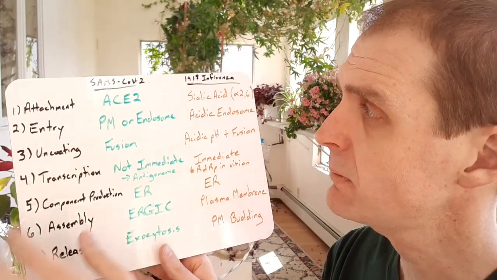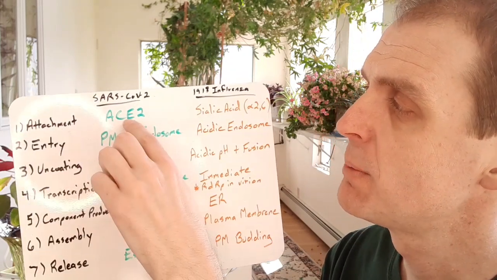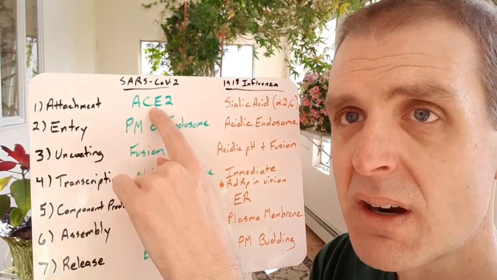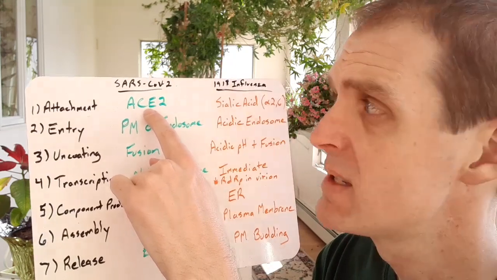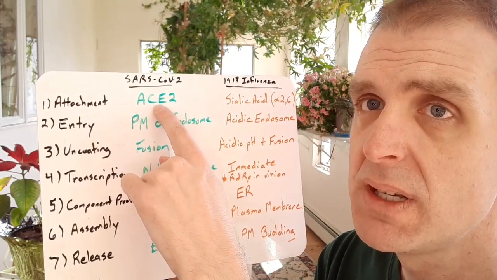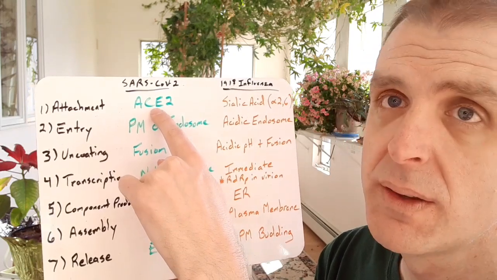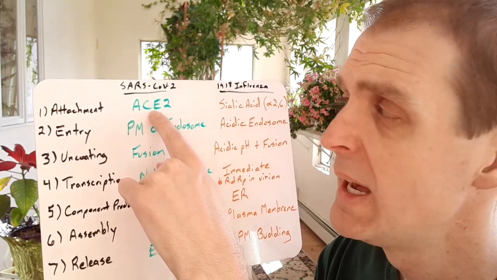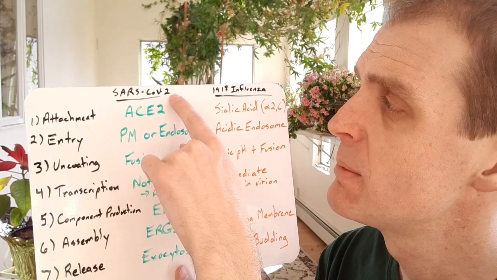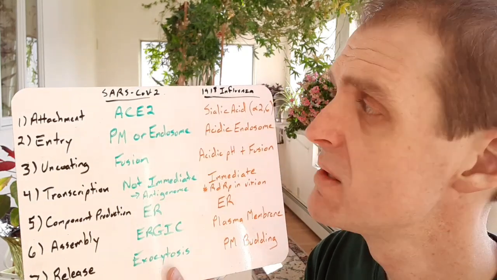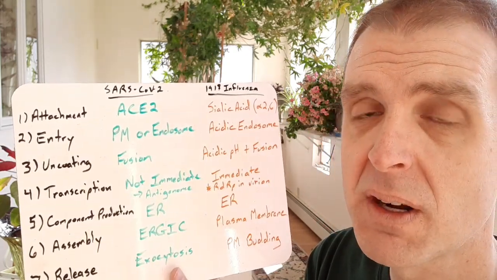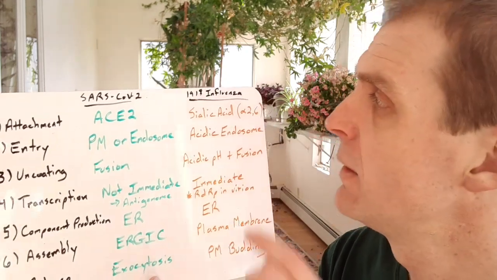And so for attachment, the protein that SARS-CoV-2 uses is called ACE2. It's also the same protein that the original SARS coronavirus recognized, and the current SARS-CoV-2 has a lot of sequence similarity with the original SARS, and so that's why it was given the name SARS and then just the number 2 added to it.